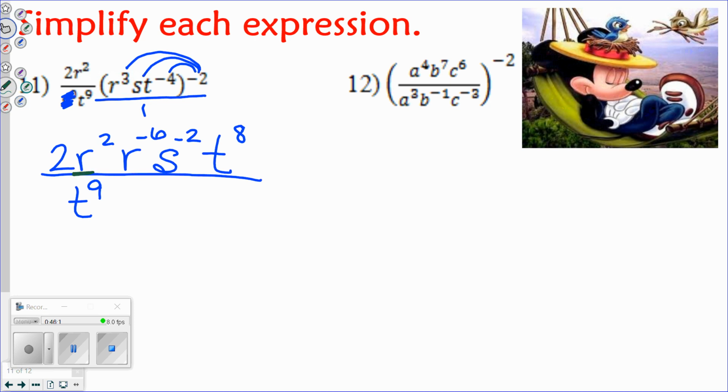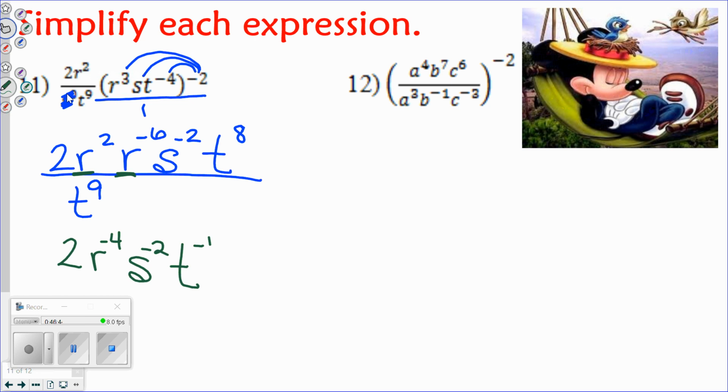Yeah, I put the r's together right in here. So the 2 is going to stay there. When I put the r's together, what do we get? Negative 4. By default, they go to the top. Does the s go with anything? No. And then the t? What do I do with their exponents? Subtract. 8 minus 9 is negative 1. By default, it goes to the top.